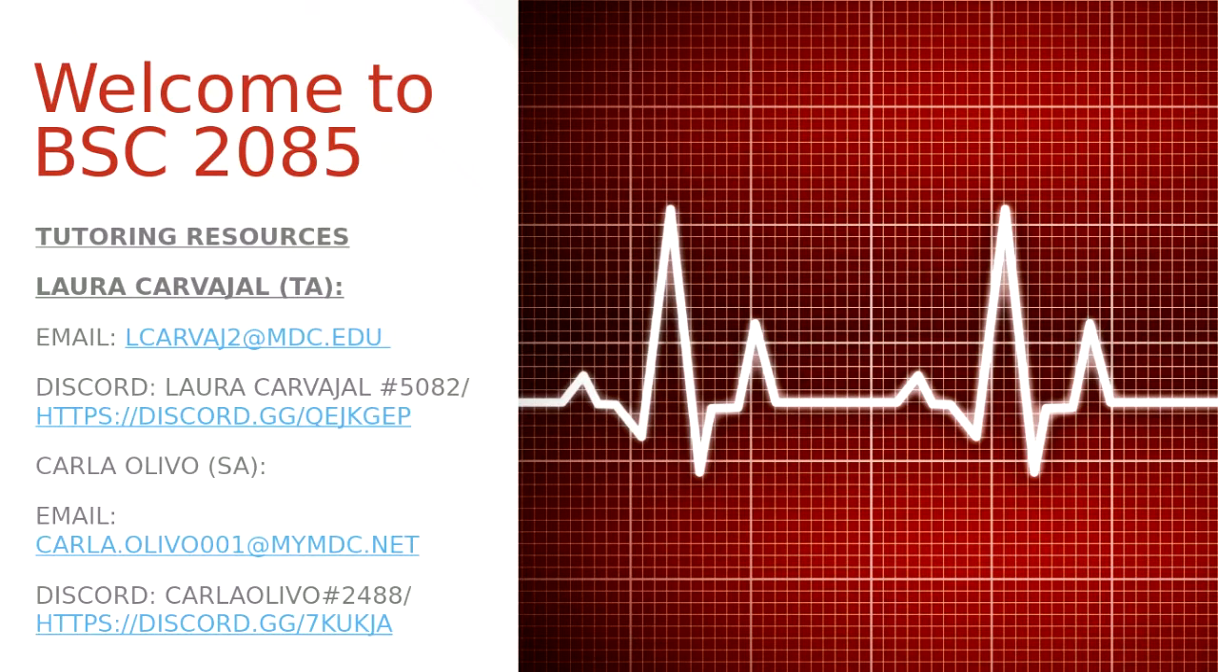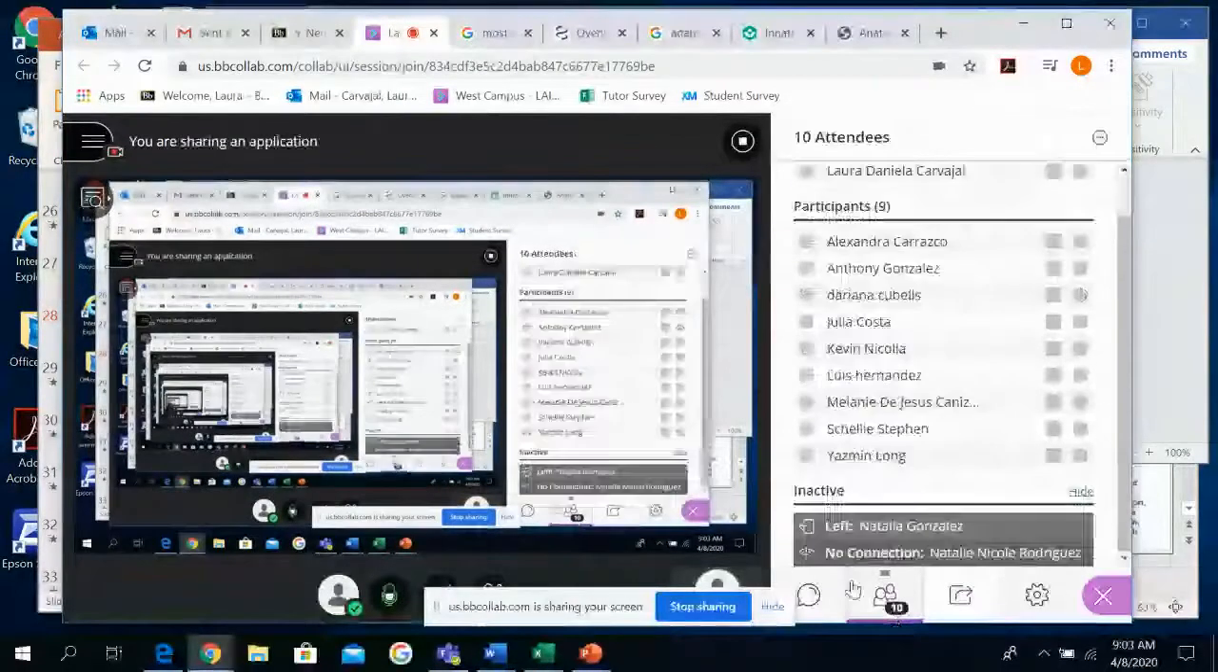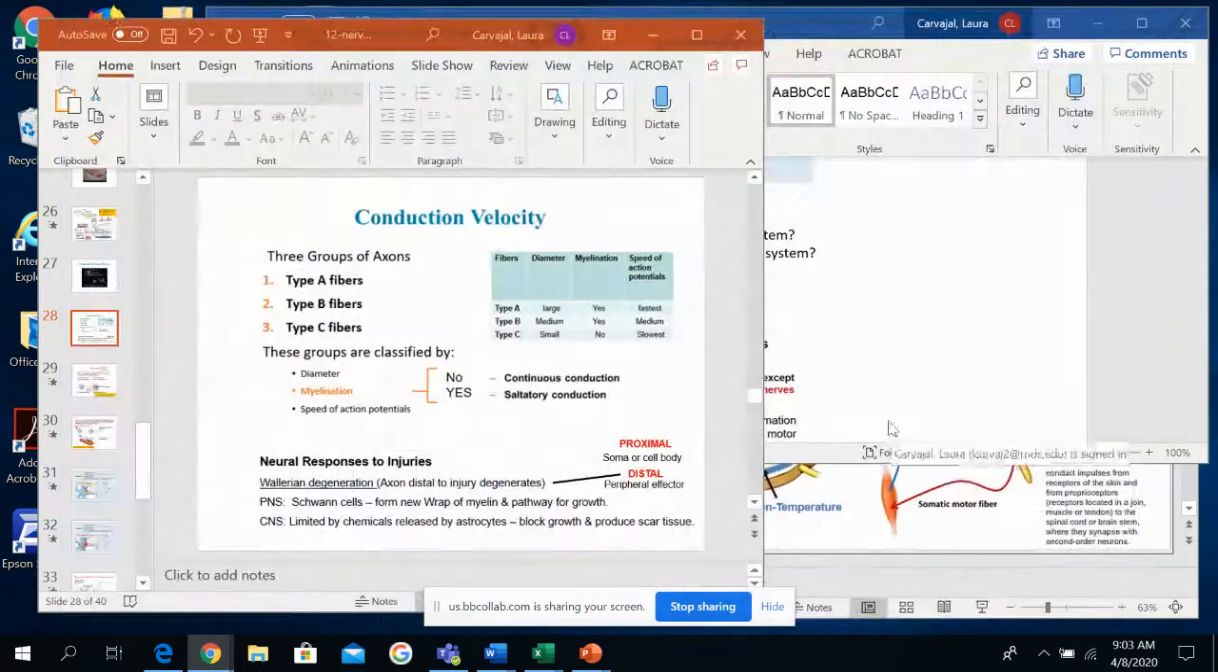Share application screen, okay. Share. Okay, you guys can see me. Cool. If you have any questions, you already know. Send me a text or here, or you can speak up, whatever you want, and we can get started.